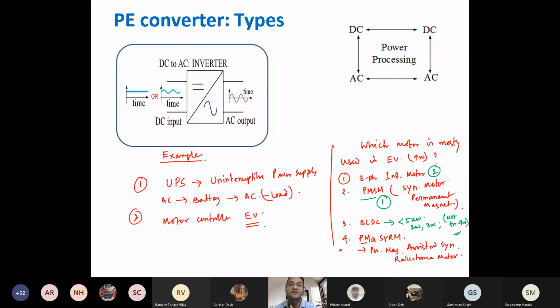So what I'm telling is, first choice is PMSM, the permanent magnet synchronous motor. Second choice is induction motor, but slowly people are going out. I mean, induction motor is not being favored much now. Next coming up is the permanent magnet assisted synchronous reluctance motor.